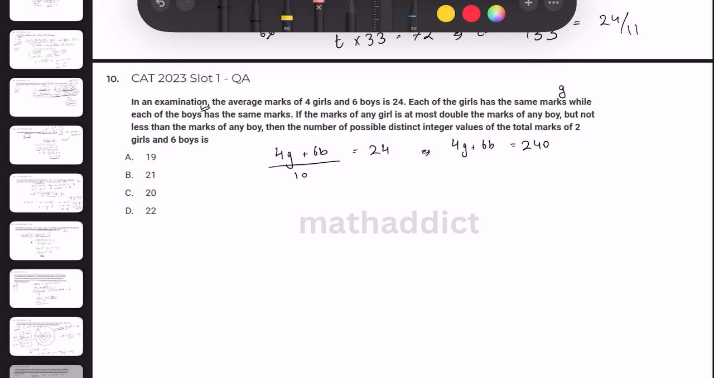If the marks of any girl is at most double the marks of any boy, that gives us G is less than or equal to 2B, but not less than the marks of any boy, that is, it's greater than or equal to the marks of any boy, which is B. So G is greater than or equal to B. So we get this inequality, and we have this. So this gives us 2G plus 3B is 120.